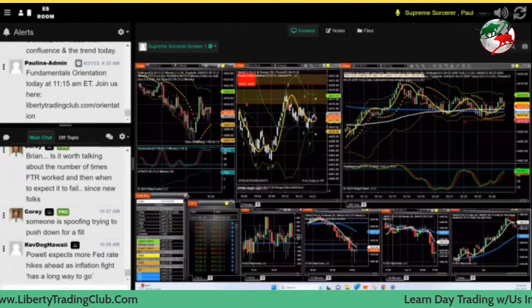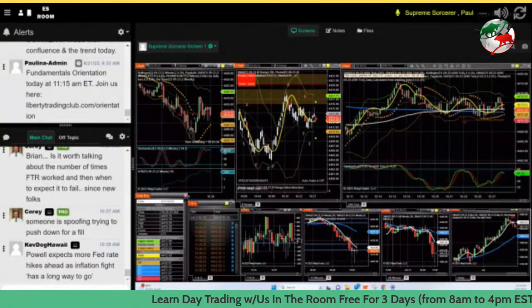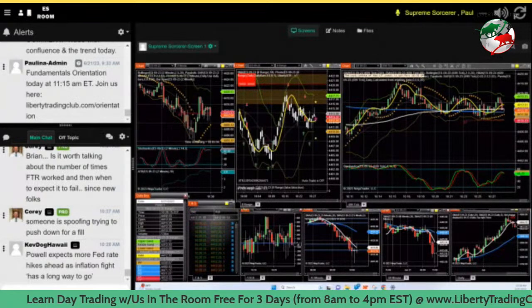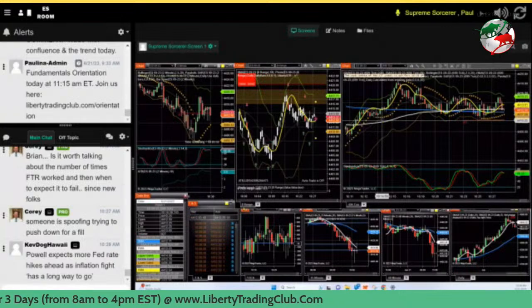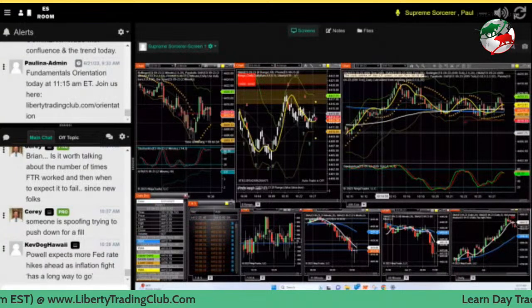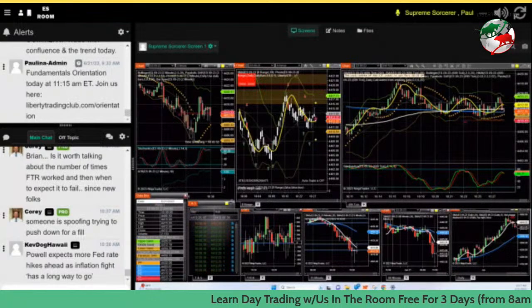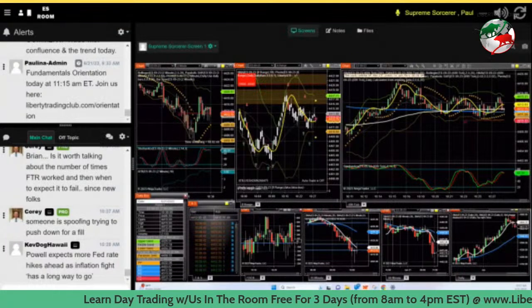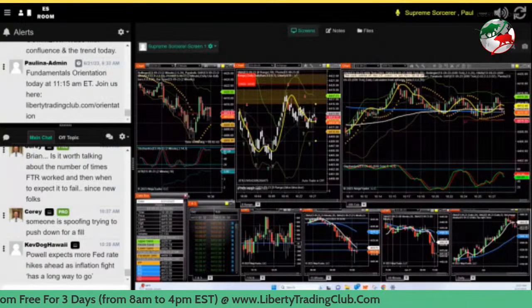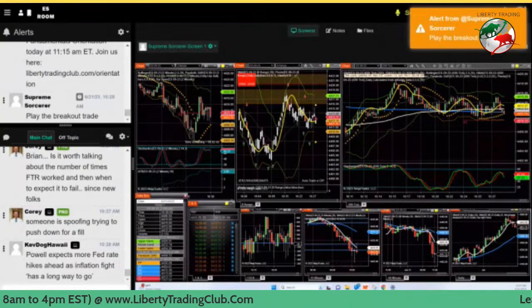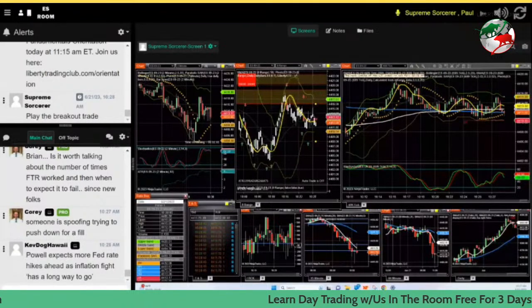Well, that just basically stopped the market in its tracks. We'll play this as a breakout trade, guys. Breakout trade. I am sorry. There's plenty of time for you guys to set it up. If you don't know how to do the breakout trade, don't do it.